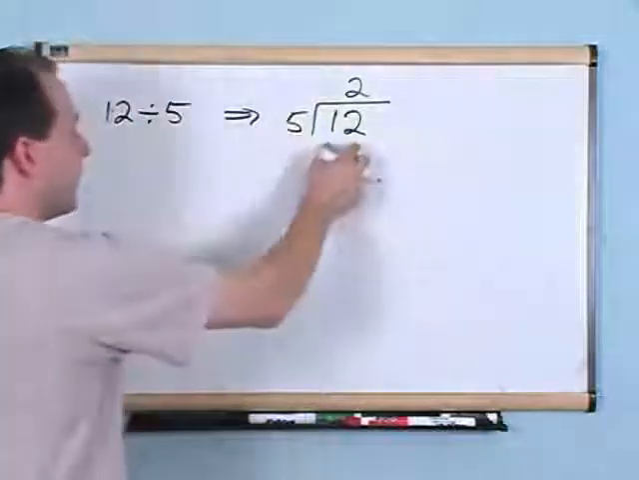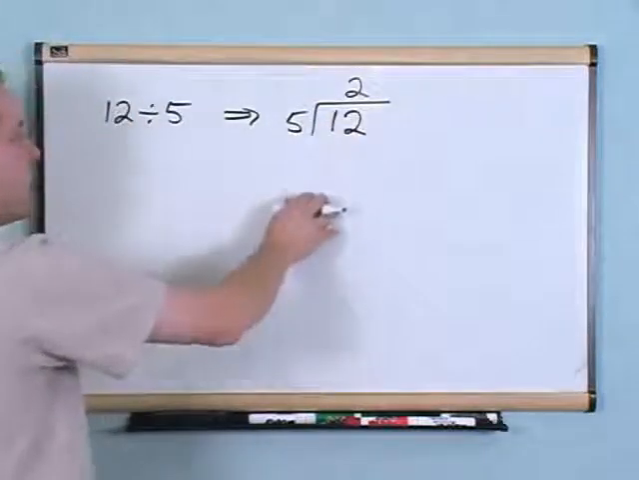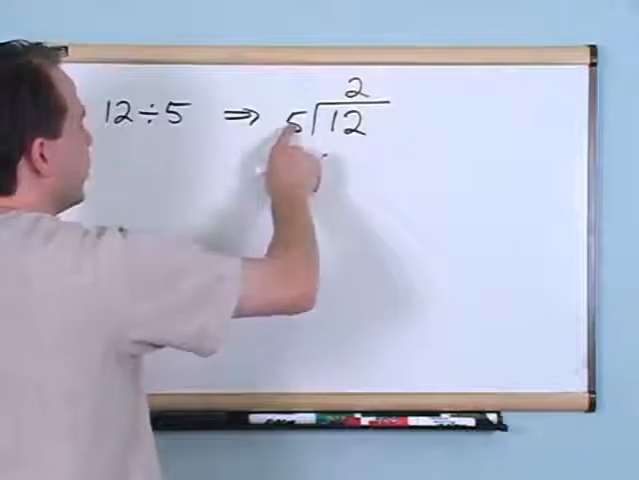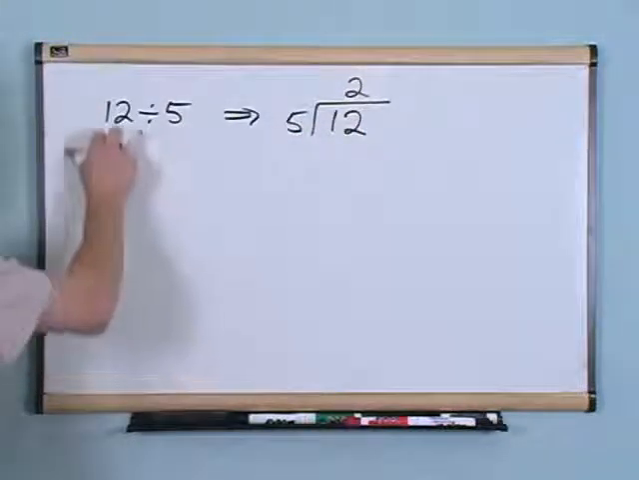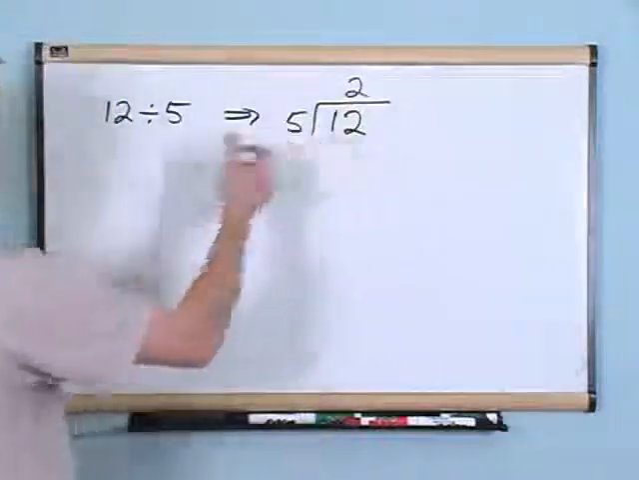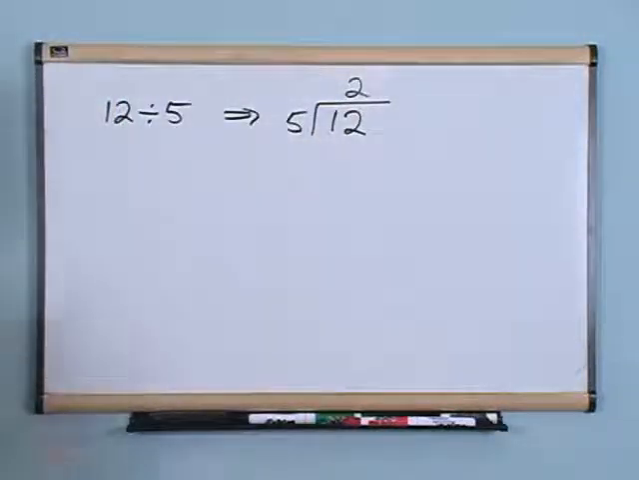2 times 5 gives us 10, which is just less than what we're looking for. If you were to put a 3 up here, then you would have 15, and that's too many. I mean, you can't do that because you only had 12 to start with, so 3 times 5 would be 15. That's too many. So we put a 2 up there.